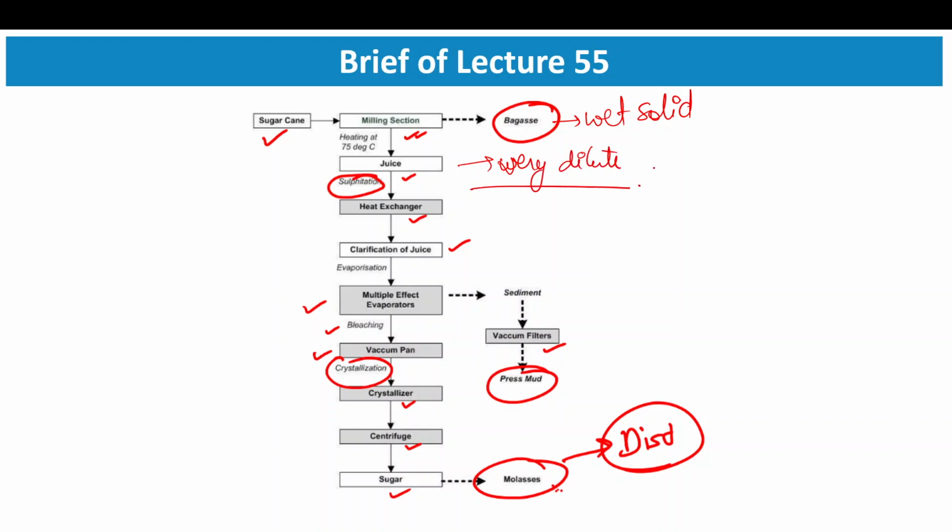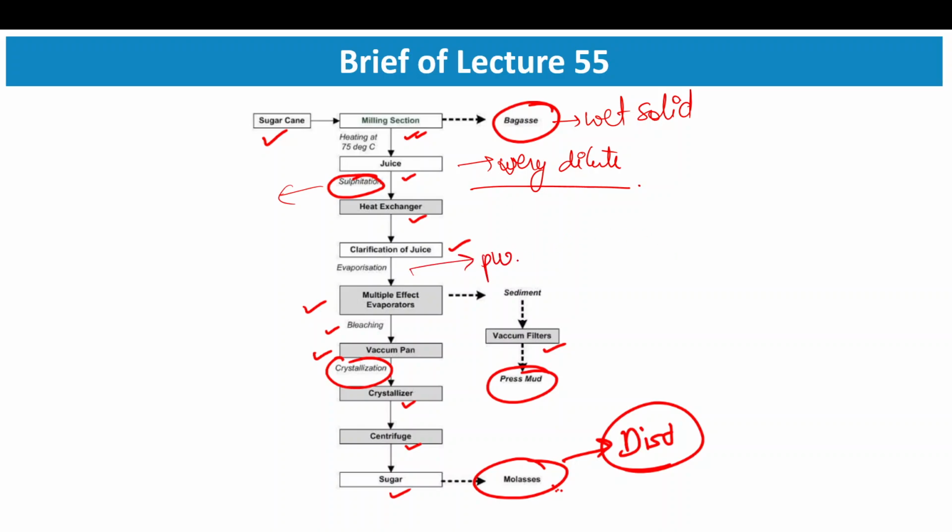Very dilute because it has a very high concentration of water and comparatively low amount of sugar, and it needs to be pre-treated with lime, a process known as sulfitation. That happens at high temperature, right? Lime is added to remove all sorts of impurities present. Next it passes through a clarifier to remove any other impurities if they are present. Now you have purified juice.